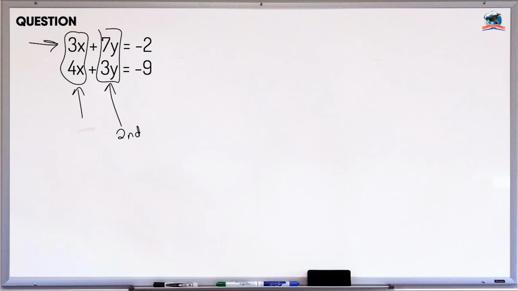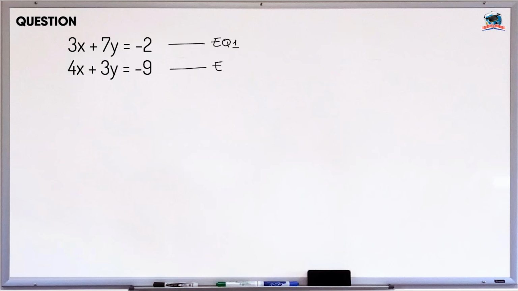Let's do it. So we rub this off. We pick the first. We call this equation 1, and we call this equation 2. Now, our aim is to make this and this the same. We want the number from the x, the coefficient, to be the same. Now, what number should we make them?